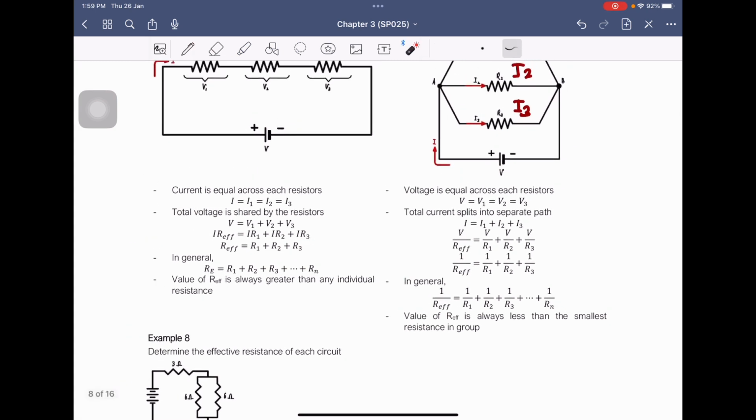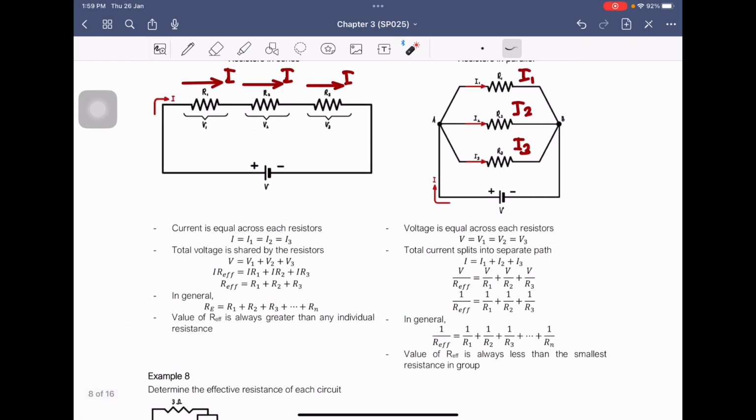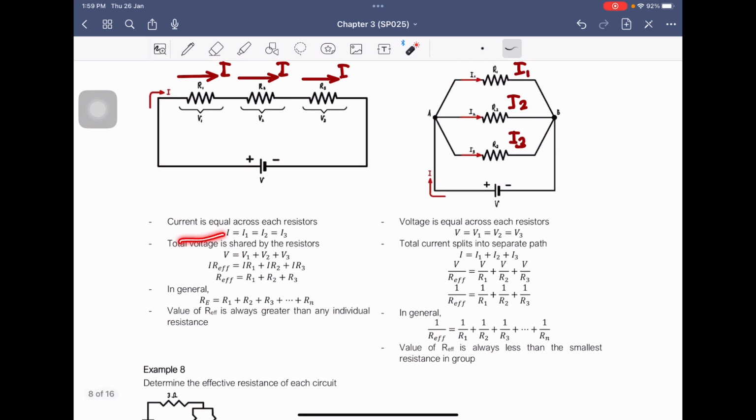So for the series circuit, the current is equal, but the voltage is shared by the three resistors. So V is not equal. V will be equal to V1 plus V2 plus V3. So the effective resistance is then equal to R1 plus R2 plus R3. So in general, this is how you determine the effective resistance. The value of effective resistance will always be greater than any of the individual resistances, because it is an addition, so it must be greater.